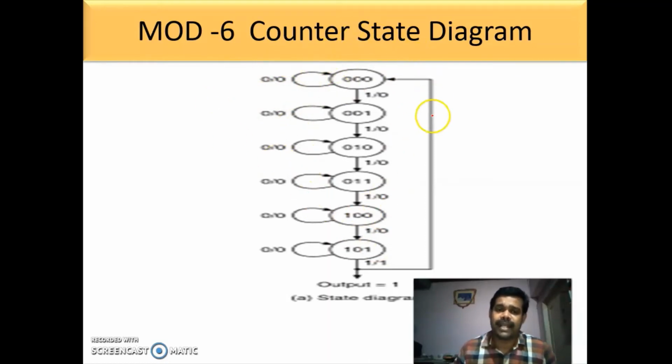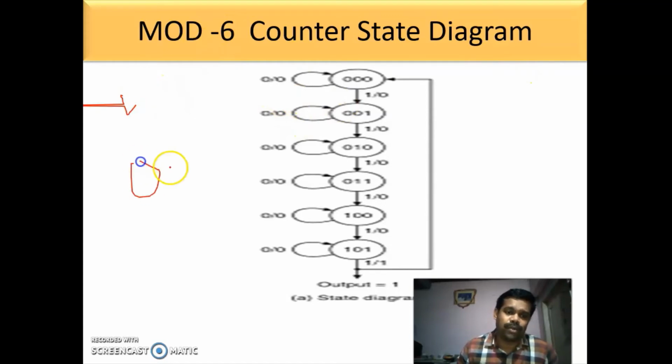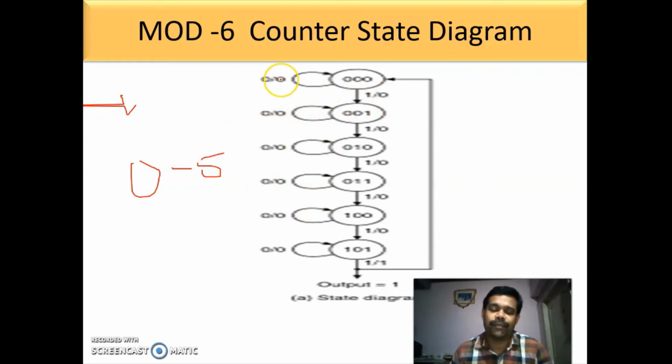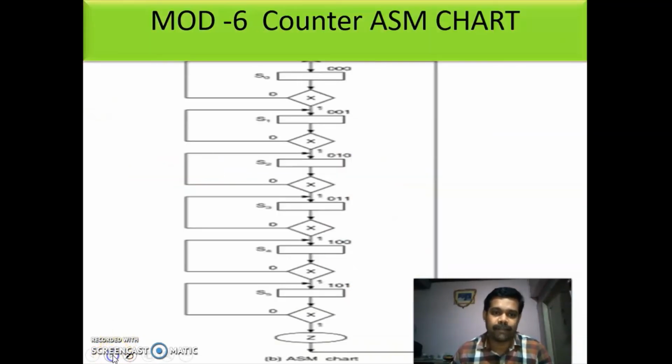So this is the state diagram of a mod 6 counter. Mod 6 counter means it will count from 0 to 5. If it is getting an input of 0, it will stay at the present state, and if it is getting an input of 1, it will go to the next state. After completing the entire sequence, the output will change to 1. Till then the output is 0. After the output changes to 1, it will come to the initial state.